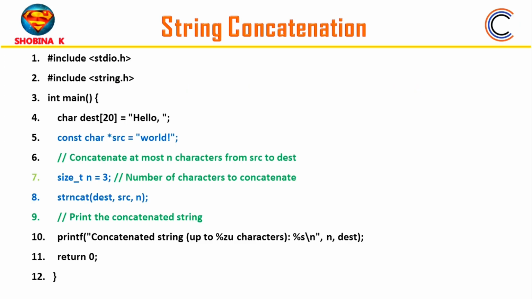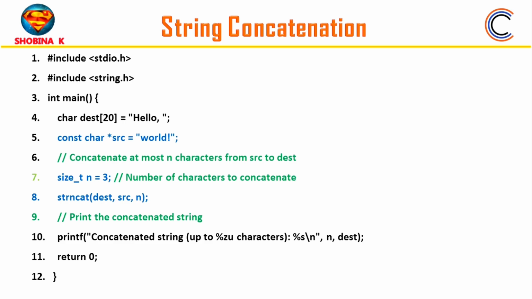Let's see an example. First include the necessary header files and then the main function. Next the string initialization. A character array dest is initialized with the string hello, which has space up to 20 characters including the null terminator. The constant character pointer src is initialized to point to the string world. Now concatenation. The strncat function is called to concatenate at most n characters from source to the end of the destination. Dest is the destination string to which the content of src will be appended. Src is the source string from which the characters will be appended to dest. N specifies the maximum number of characters to concatenate from src.